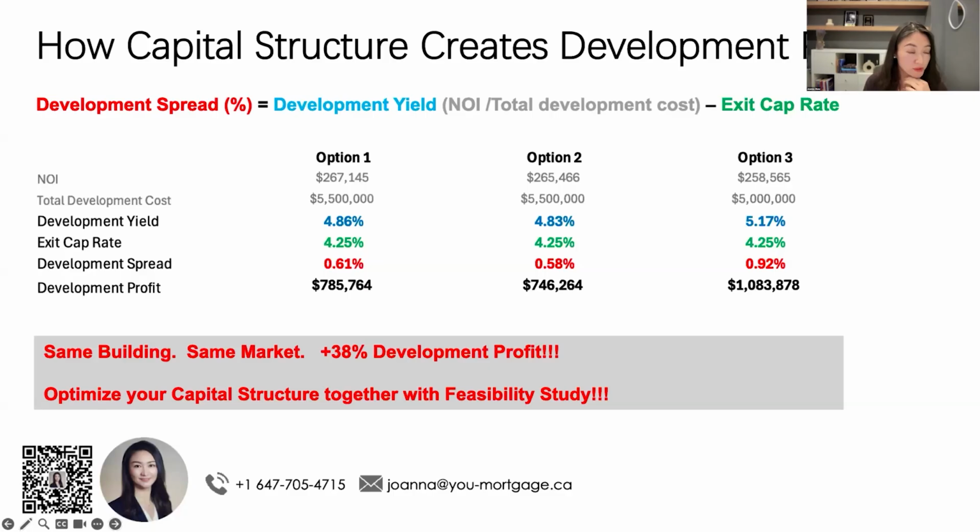In the case we just reviewed, nothing about the building changed, not the location, not the market cap rate. But by strategically structuring the rent roll, optimizing the capital structure, and incorporating municipality incentives early, at the very beginning of the planning stage, the equity was reduced by 70% and development profit increased by 38%. So the investor return would be significantly improved with the right structure.